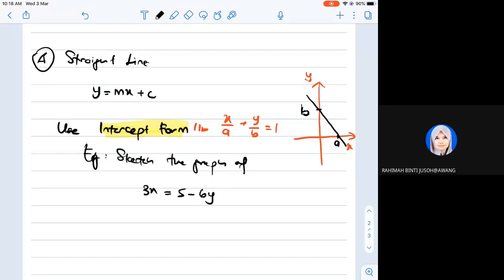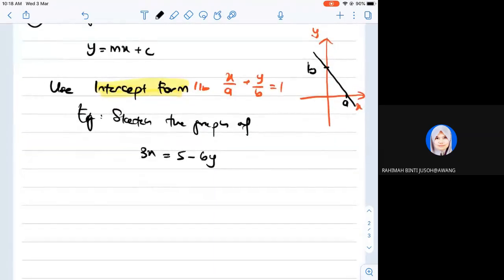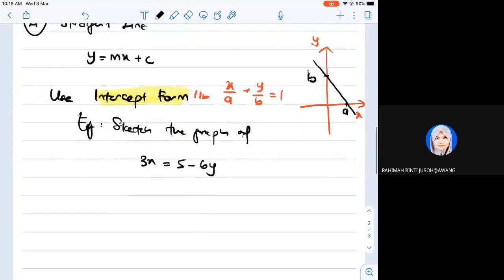Okay, so jom kita tengok balik soalan kita ni tadi. Sketch, ni example saya bagi sebelum kita jawab soalan nombor 1 tu. Kita buat saja je testing ni, kaedah ni. Okay, so 3x equals to 5 minus 6y. So first of all, what you should do is you have to move all the variables to the left hand side. So we will have 3x plus 6y equals to 5.